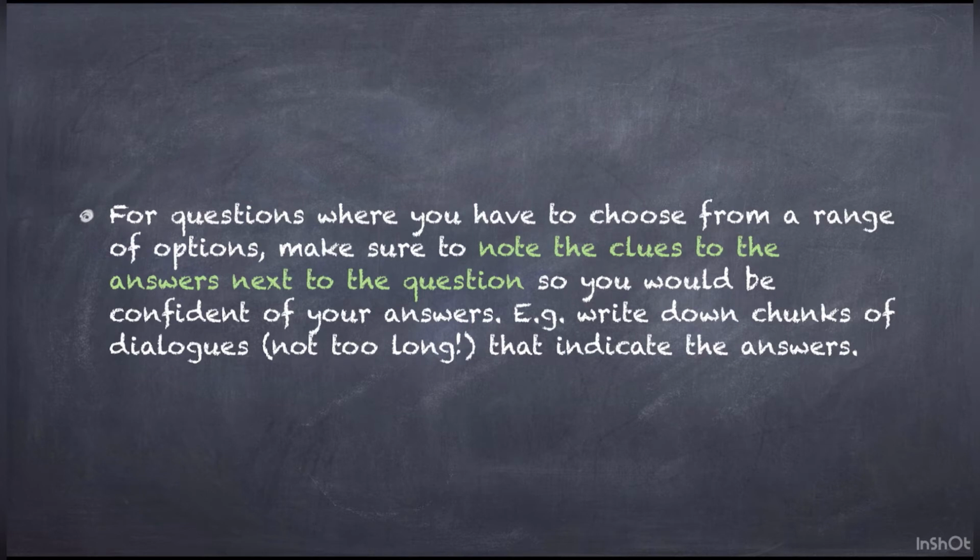When you have questions where you choose from a range of options given, like A, B, C, you need to note the clues to the answers next to the question as you listen. This is what we call active listening. When you listen actively, you should write chunks of dialogue, words, or the destination. Where is the destination? Write it in on your question paper. Don't worry about it. It shows that you are listening.